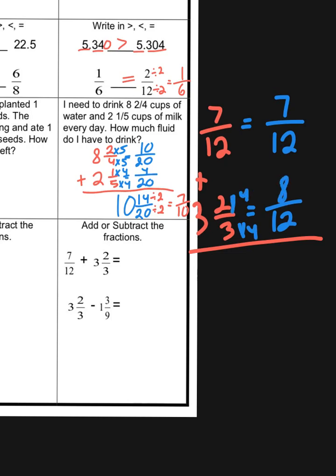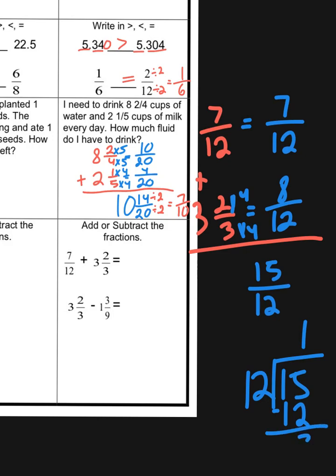Now 7 plus 8 gives you 15 out of 12. The way you read that is 15 is being divided by 12. So you know that 12 can go into 15 once with 3 left out of 12. So don't forget though, you have that 3 right there ready.